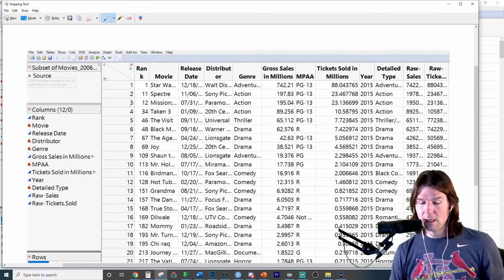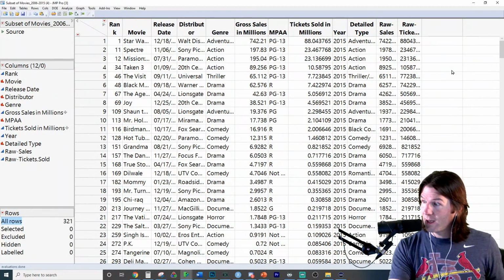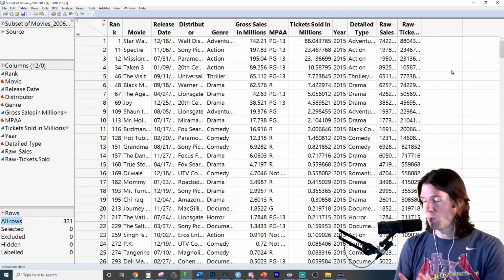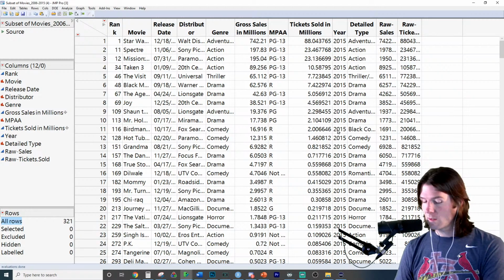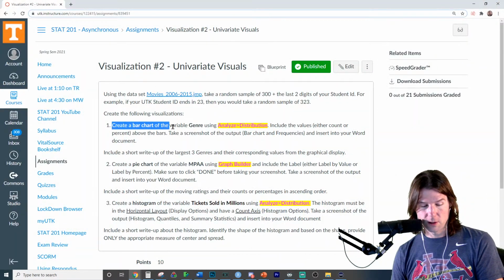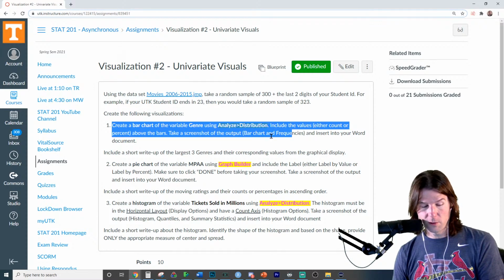Good stuff. So now we see how to take a screenshot. On a Mac, hit Command-Shift-4 and that'll send it to your desktop, or use the Snipping Tool on a PC: hit the Windows button and type snipping tool. Please ask if you have any questions. Let's look at the first visualization: create a bar chart using genre, using Analyze Distribution, and include the counts or percentages above the bar. Take a screenshot of the output.